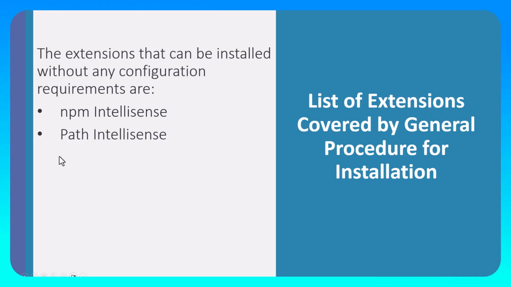Next is Path IntelliSense. Path IntelliSense is another auto completion extension, for file paths. As the name suggests, it provides the auto completion for file paths in a project, making it easier to include the correct files in your code.